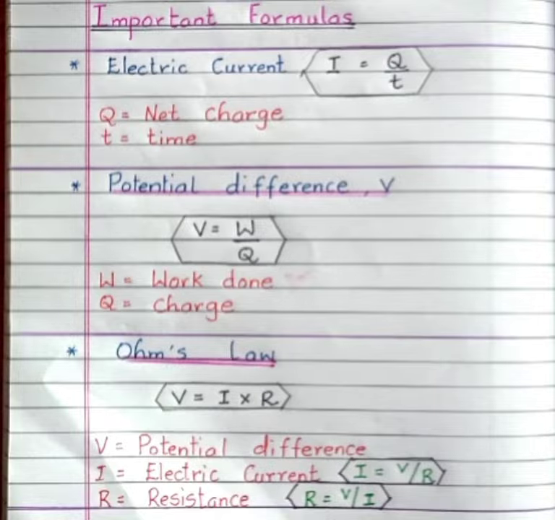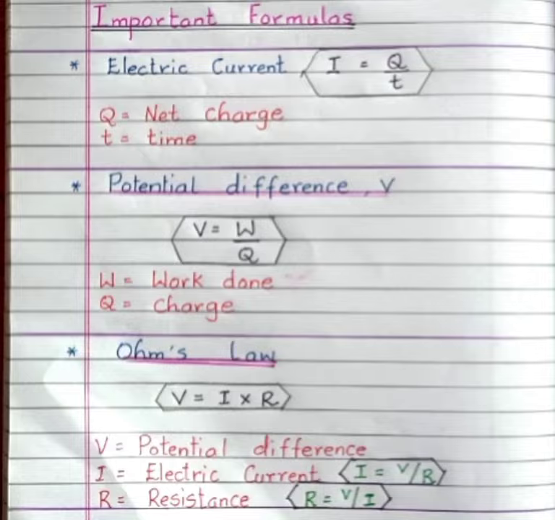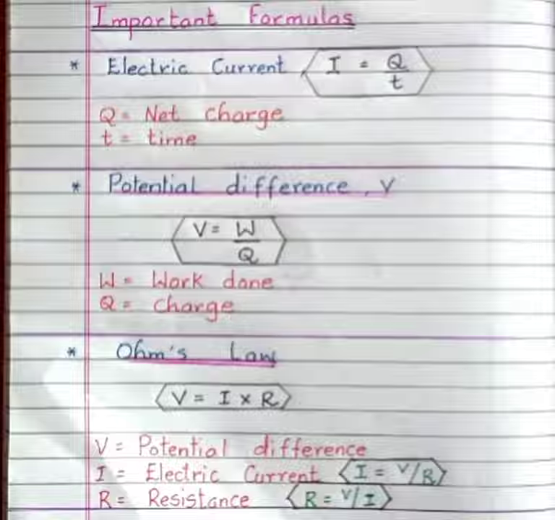Next important formula or law, that is Ohm's law, V equals I into R, where V is potential difference, I is electric current, R is resistance. We can calculate electric current by using the formula I equals V divided by R, which is derived from Ohm's law. Then resistance can be calculated by using the formula R equals V divided by I.